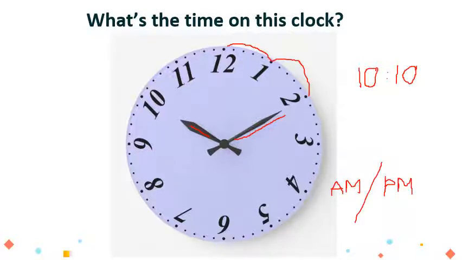So this is our 12-hour clock. It's split into 12 hours as we go around here. But to know whether it's in the afternoon or in the morning, we need to know whether it's AM or PM, and this kind of clock's not going to tell us.